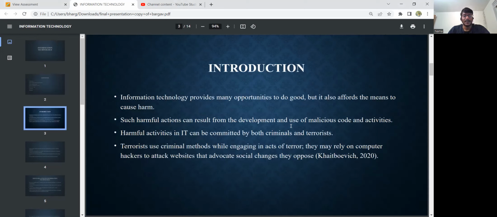Coming to the introduction, information technology provides many opportunities to do good, but it also affords the means to cause harm. Such harmful actions can result from the development and use of malicious code and activities. Harmful activities in IT can be committed by both criminals and terrorists. Terrorists use criminal methods while engaging in acts of terror. They may rely on computers and hackers to attack websites that advocate social changes they oppose.